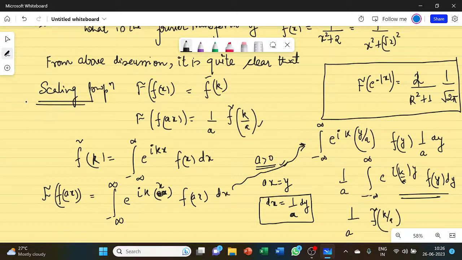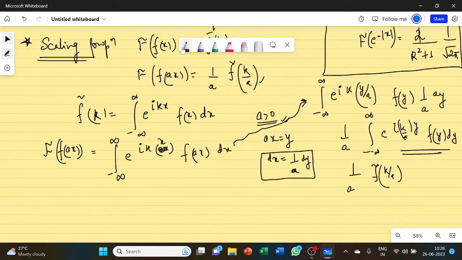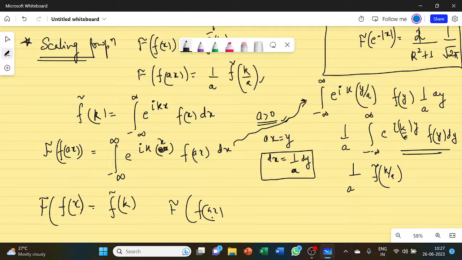This is one thing that I forgot to tell you. This is referred to as the scaling property. If a is negative, then you will find that the limits of integration would change. So eventually, if the Fourier transform of f of x is simply f tilde k, and I'm asking what will be the Fourier transform of f of ax, irrespective of whether a is positive or negative, then I can write it as 1 upon modulus of a times f tilde k upon a. This is how you can write it up.